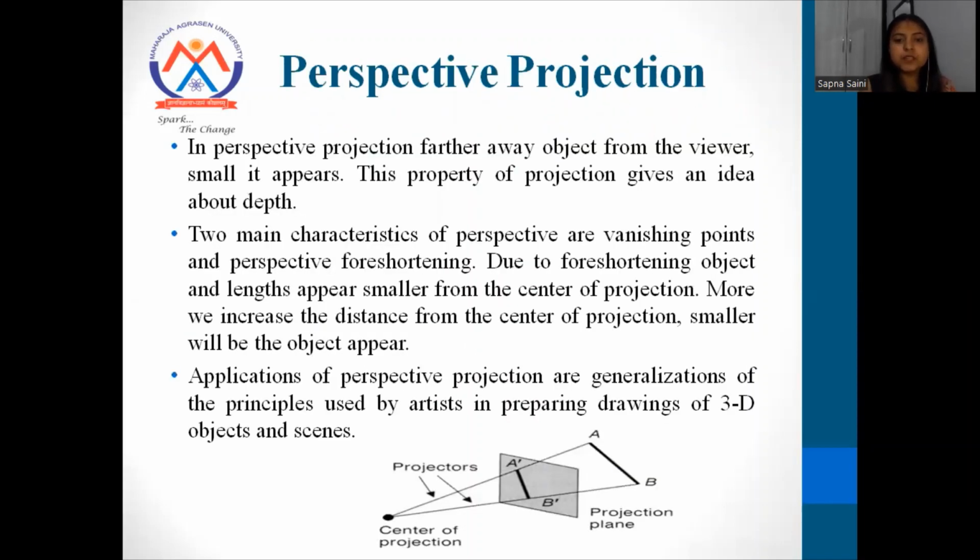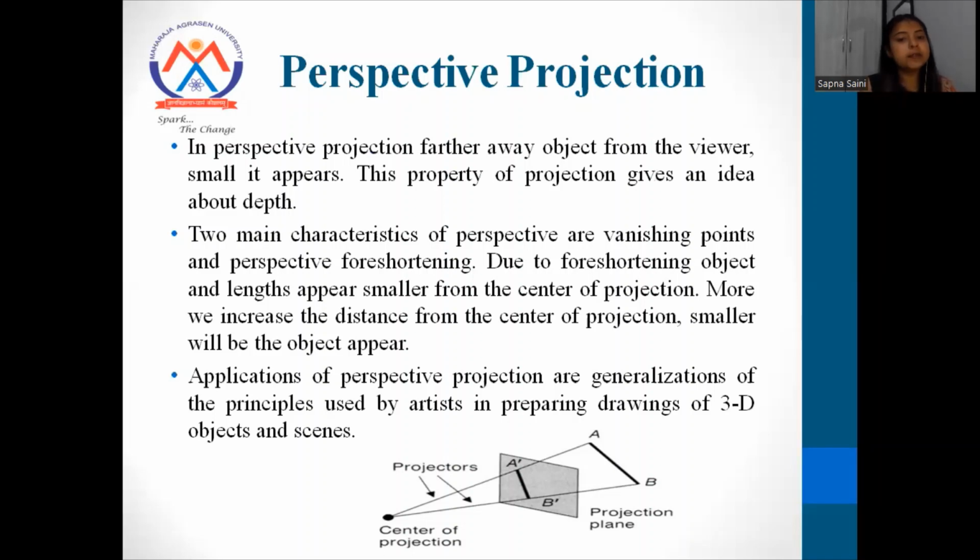Okay, let's come to perspective projection. In perspective projection, the farther away the object is from the viewer, the smaller it appears. What does this mean? If the distance between the object and the center of projection is increased, the object will appear to be smaller. This property of projection gives an idea about the depth, that means how far the object is.